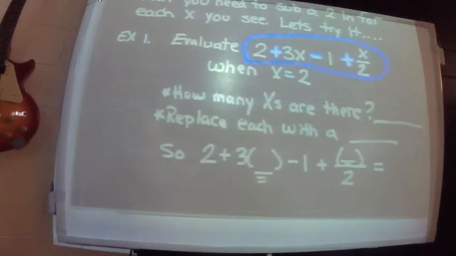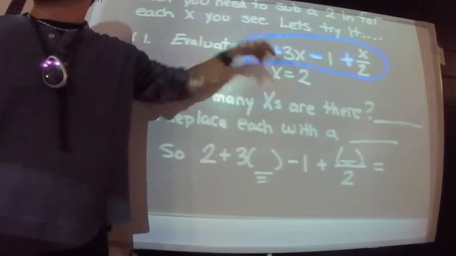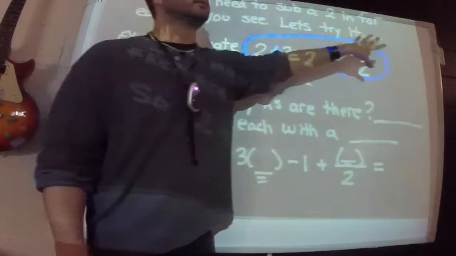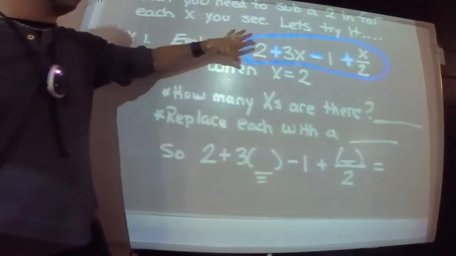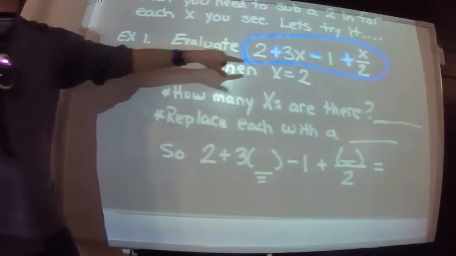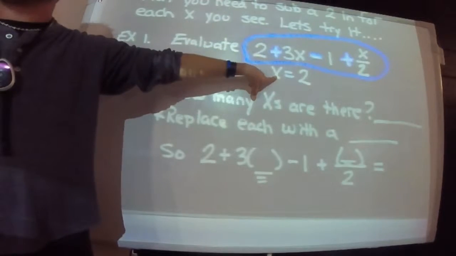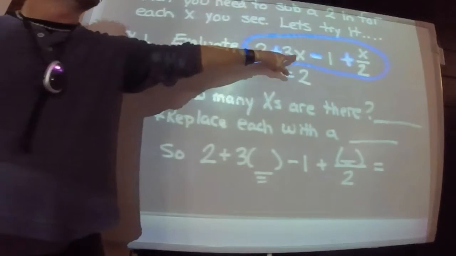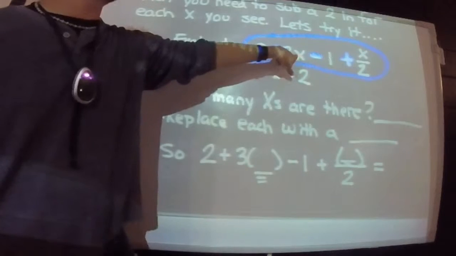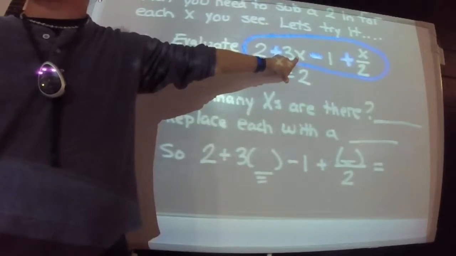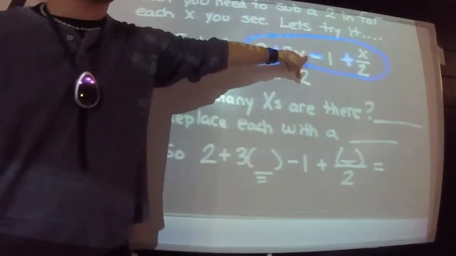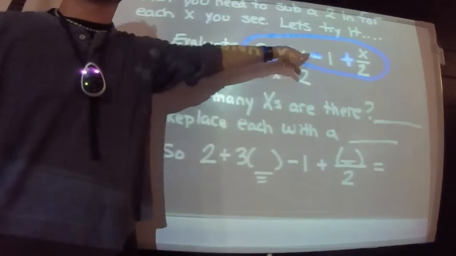Evaluate it when x is 2. So now, do you see some x's in the expression? Yes. How many? 2. When you're asked to evaluate it when x is 2, you're going to replace those x's with what? The number 2. Now, let's keep in mind, if I put a 2 here, I don't change this to 32. This is 3 times x. So now it's going to be 3 times what?